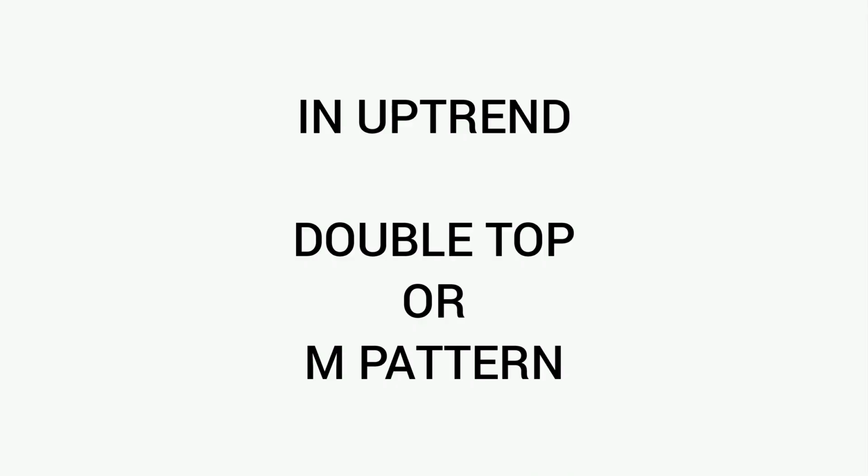Like I said earlier, there are several patterns that we can find in the market, but we are going to discuss only one chart pattern, because that is the one I have used and I can tell you that it works accurately. So what is this chart pattern? If you find it in an uptrend, it is called a double top or M pattern. If you find it in a downtrend, it is called a W pattern, or you can call it an inverse double top.